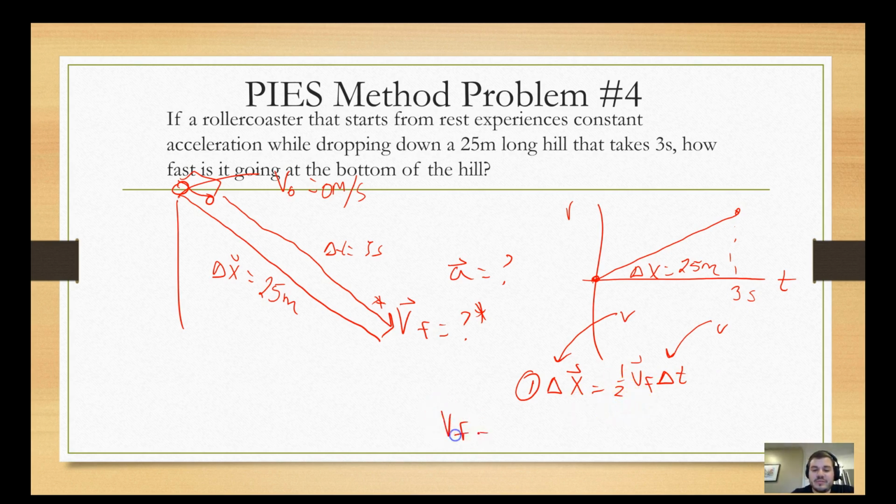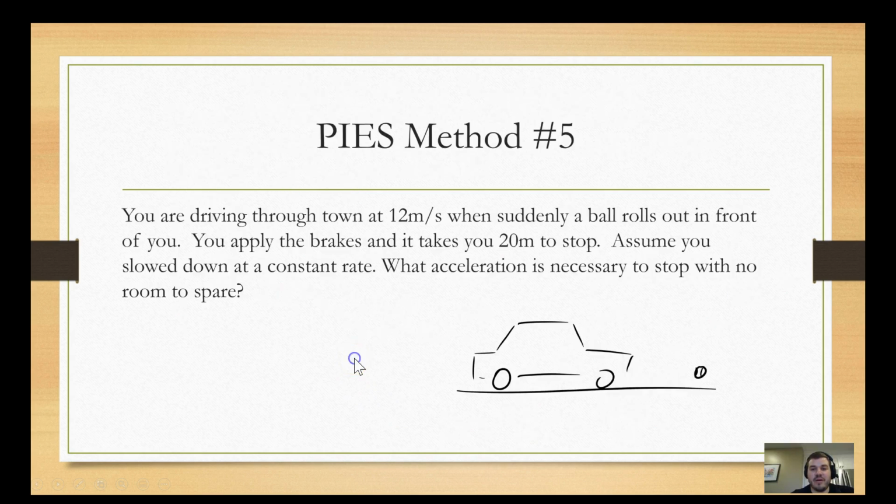V final, if I move the 1/2 over, is twice the displacement divided by the time. So that will be 2 times 25 meters divided by 3 seconds. And that will be our answer for our final velocity, right? So that would be 50 divided by 3. What is that? Just a little bit over 16 meters per second. All right, let's move on to question number 5.